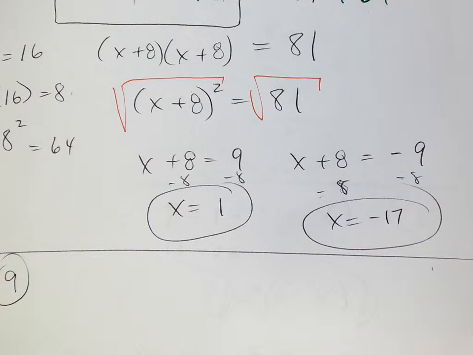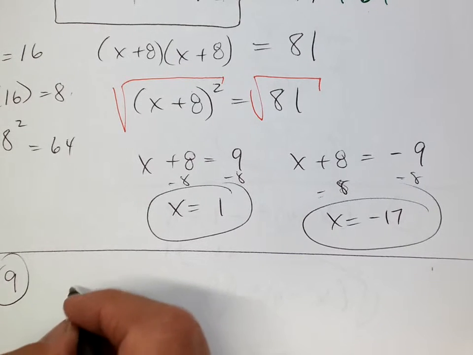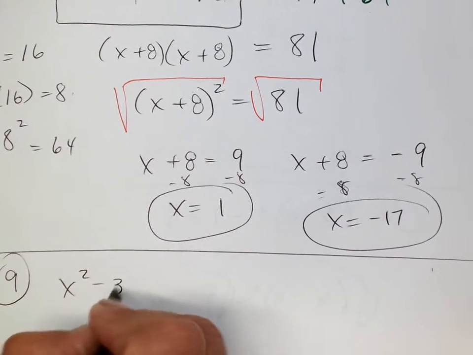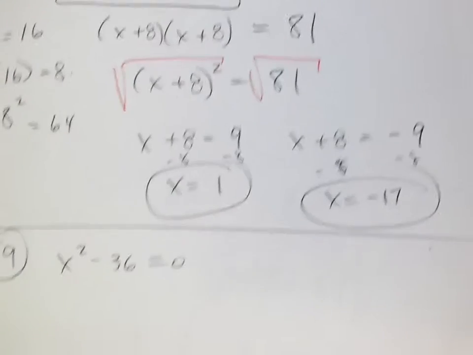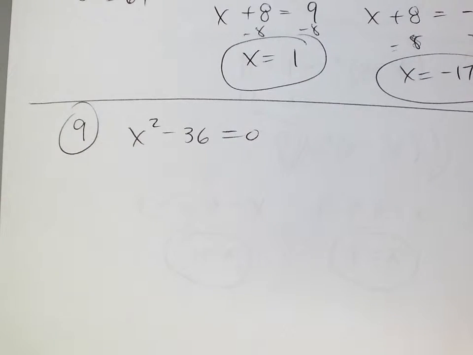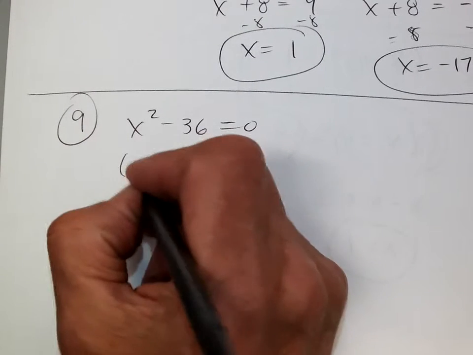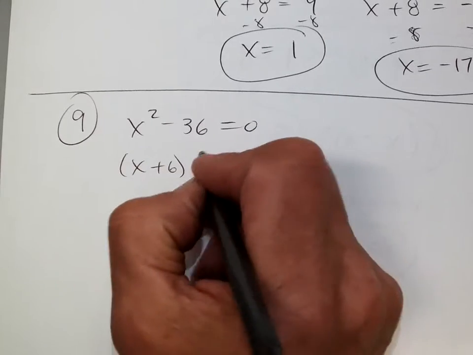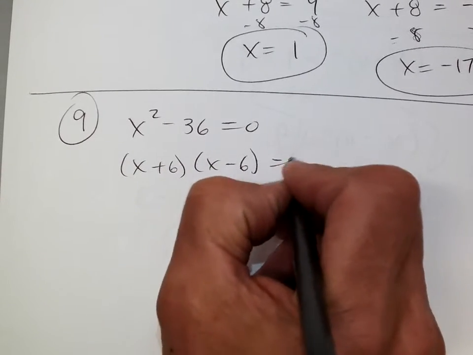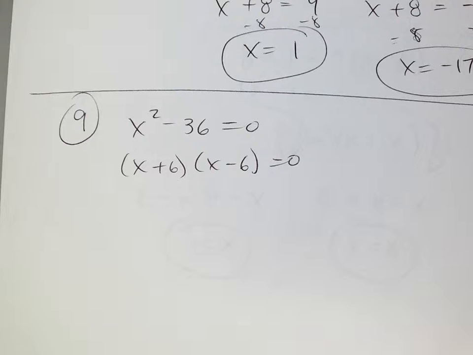All right, number 9. All right, here's the fun stuff. Seriously, here's the easy stuff. You want to see the easy stuff? Seriously. X squared minus 36 equals 0. Can you factor that? Of course you can. Yes, you can. What's that factor into? Isn't it just x plus 6 times x minus 6, right? Isn't that it factored?